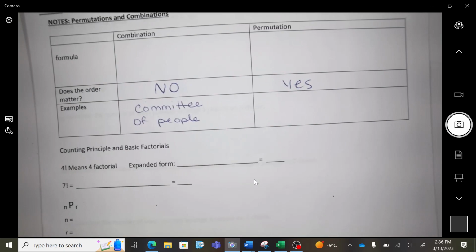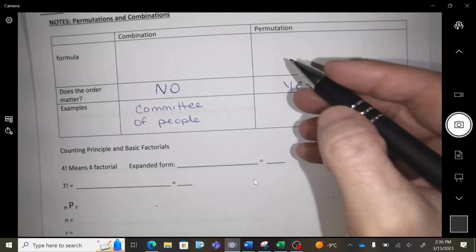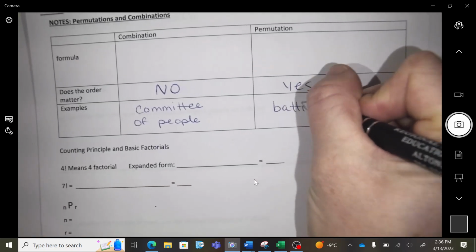A committee of people. So if I need to make a student council, I need 4 of you to be in my student council. Does it matter the order I'm picking you in or just who I'm picking? A permutation could be a batting lineup.